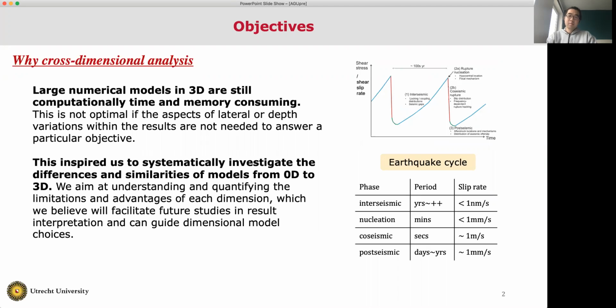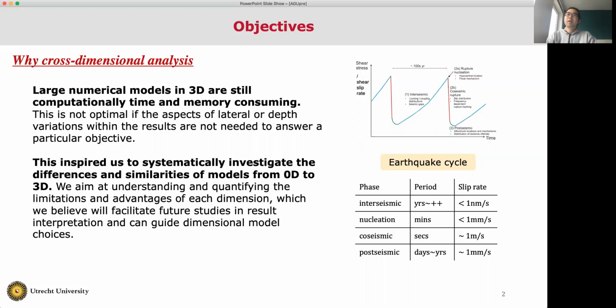for the research purpose. That inspired us to do a systematic investigation of the differences and similarities between the model results we have for different dimensions and between the quasi-dynamic results and the fully dynamic results. By doing this, we hope to answer the question: in what cases, what model complexity, and what dimensions are needed for the research purpose. This can also help to guide the model design and the result interpretation for future studies.